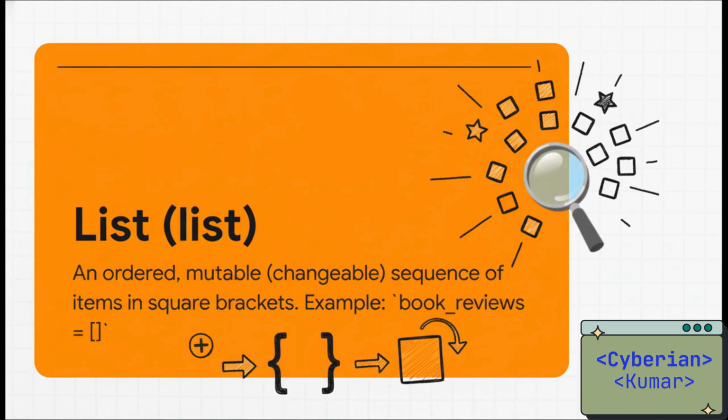Now, Mira wants to start collecting student reviews, but she doesn't have any yet. For this, she can use a list, which you create with square brackets. Lists are amazing because they are changeable, or mutable. This means she can add new reviews, remove old ones, or change their order whenever she wants. Perfect for data that's always changing.